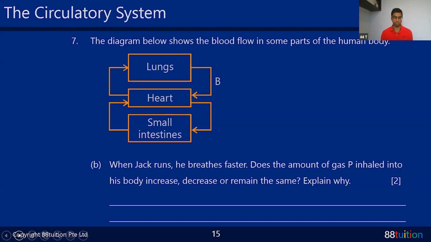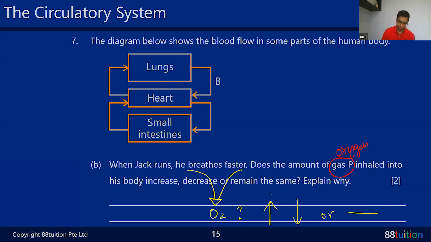When Jack runs, he breathes faster. Obviously, his heart rate goes up. Does the amount of gas, which is oxygen, inhaled increase, decrease, or remain the same? Remember in the question earlier, we answered oxygen. So this gas P is oxygen. Does the oxygen increase, decrease, or remain the same when he is breathing faster? What happens to oxygen? Now, you're going to choose one, right?